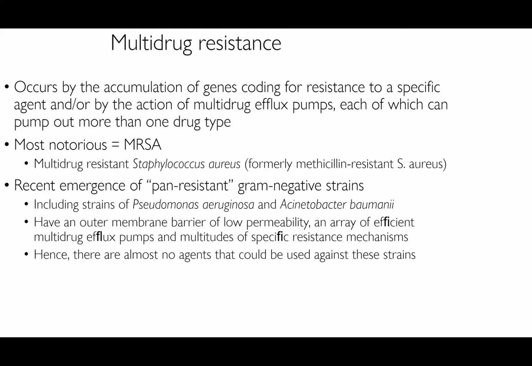And the idea being is they have an outer membrane barrier that has very low permeability, an array of very efficient multi-drug efflux pumps that allow them to be resistant to multiple different strains of these bacteria. The idea being is if you're multi-resistant or multi-drug resistant, it basically limits the amount of drugs you could potentially use to treat them. Because oftentimes when you get a very serious infection like MRSA or a Pseudomonas or an Acinetobacter infection, they try to use multiple drugs to treat these bacterial infections.